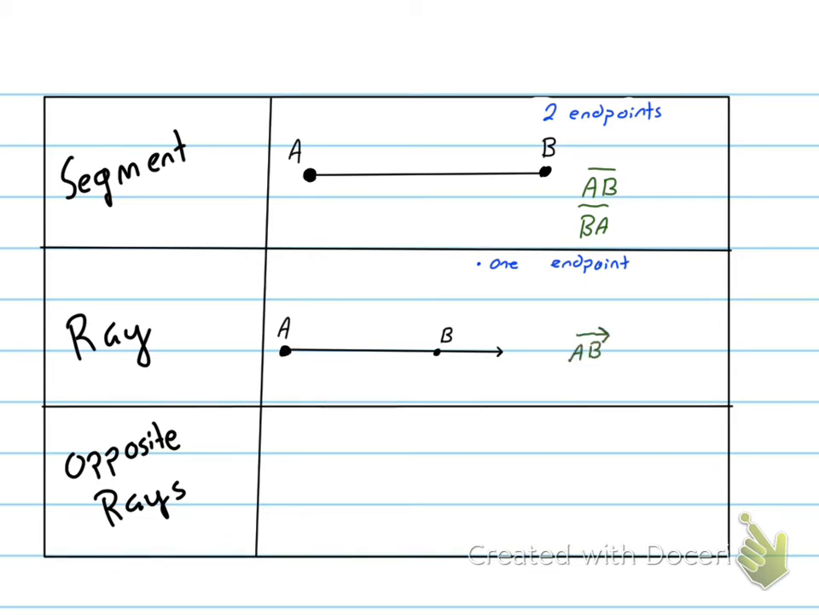We could call this ray AB. Since this is not symmetrical, we can't go the other way here. So I could not call this ray BA. What's important about when I'm naming a ray is that when I see ray AB, that tells me that point A is the endpoint, and I'm going in the direction where I'm going towards B. Finally, opposite rays would be 2 rays with a shared endpoint. So in this diagram, ray AB is opposite of ray AC.